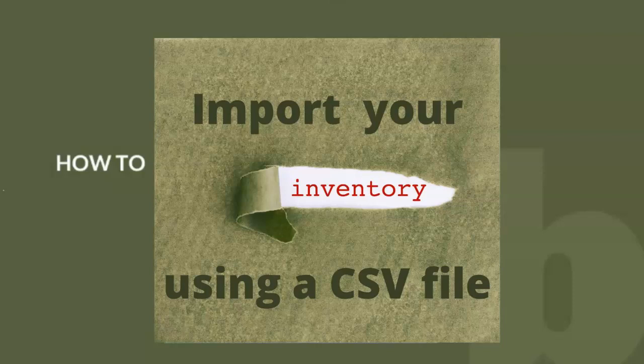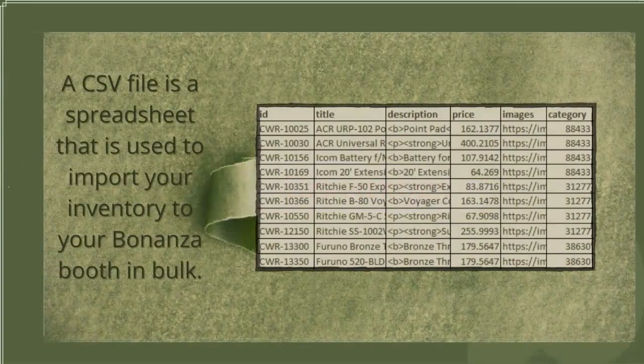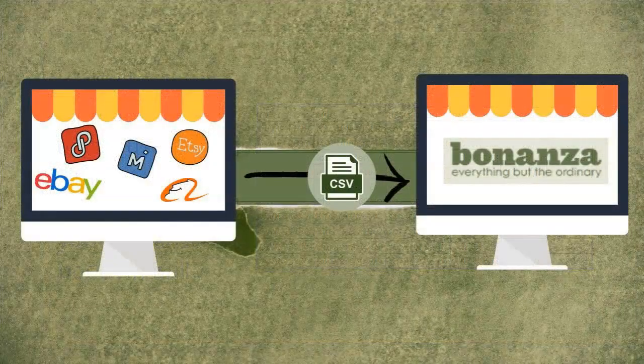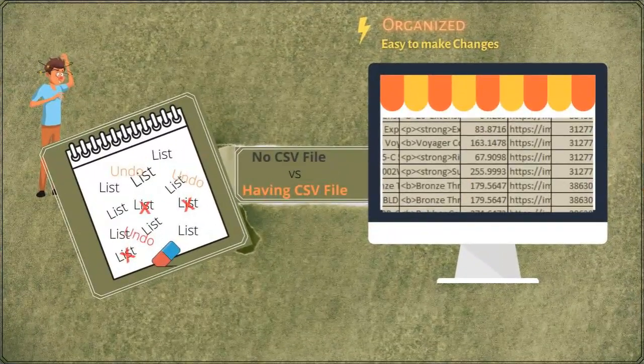In this video, we will walk through the steps of importing your items using a CSV file. A CSV file is a spreadsheet used to import your inventory in bulk. You can easily transfer all your existing products in detail from your store or marketplace to Bonanza in just a few clicks. This is a huge time saver. The benefit of using a CSV file is you can organize and make bulk changes to your inventory without having to update listing by listing.